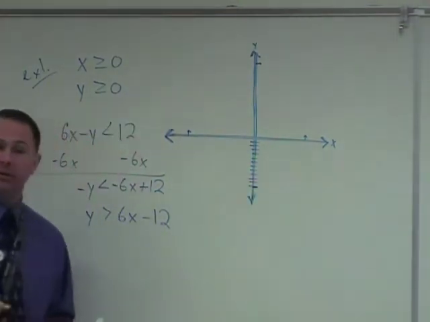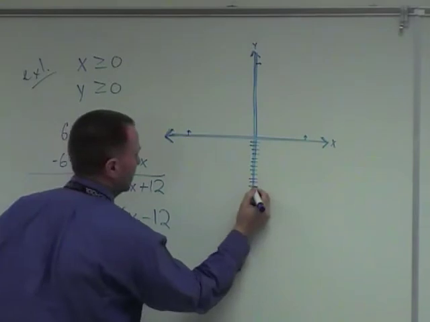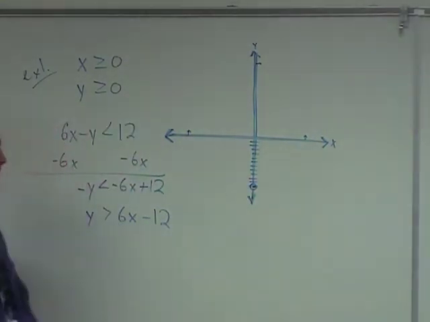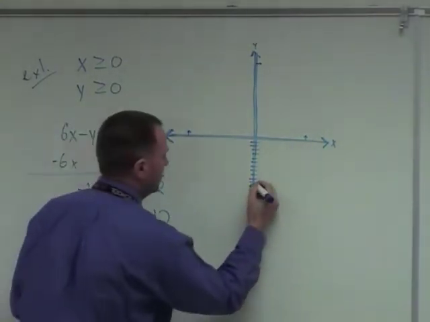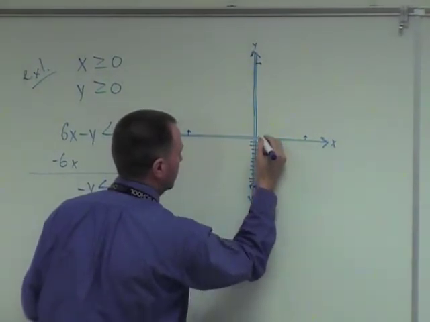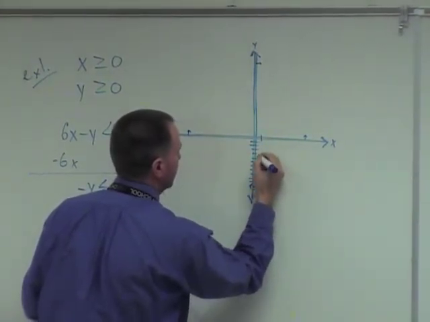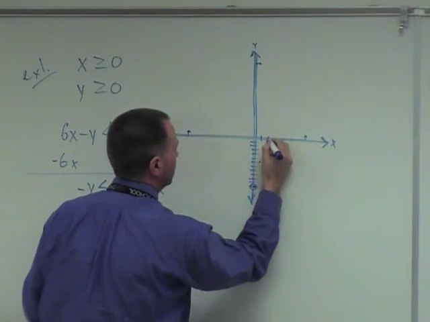Is it solid or dotted? Dotted. Dotted, so I'm going to put it in an open circle. Slope is 6 over 1. 1, 2, 3, 4, 5, 6 over 1. And up 6 more and over another 1.